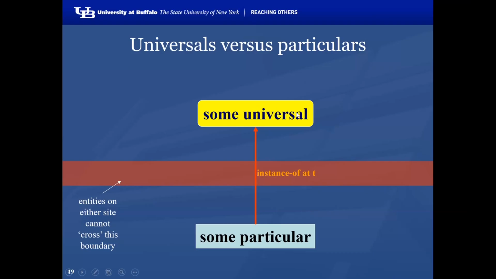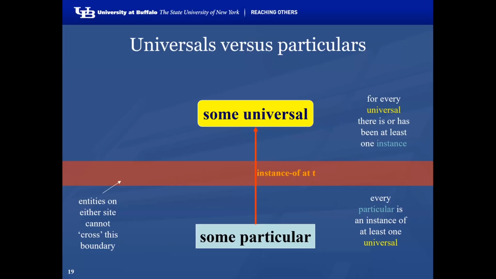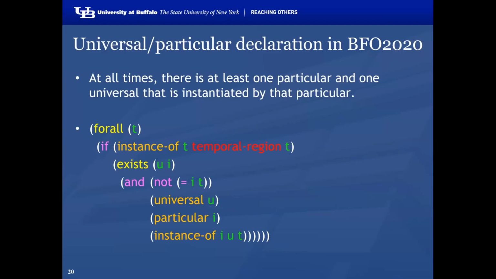Particulars are instances of universals, and they are instances at a certain time of some universals. For every universal, there is or has been at least one instance. Every particular is an instance of at least one universal. The universal-particular declaration is in BFO, for instance, expressed in this way: at all times, there is at least one particular and one universal that is instantiated by that particular. And the first-order logical axiom that expresses that is here.